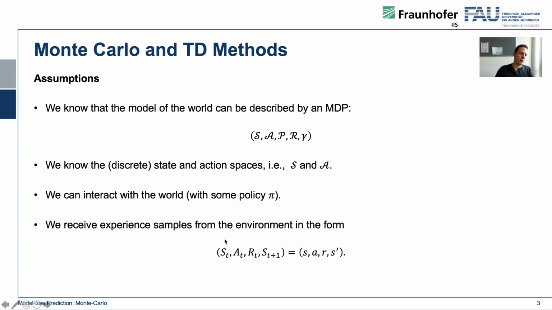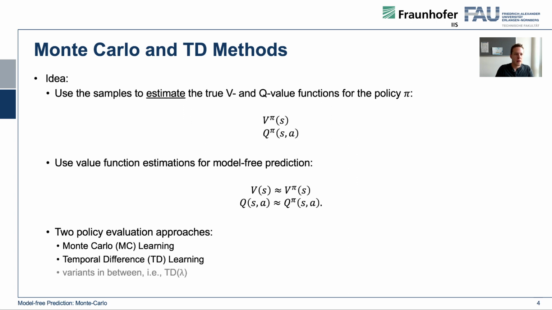So if we perform actions in the environment, you remember the agent environment interface, you receive samples of the form S, A, R, and next state. So state, action, we get a reward, and we get the next state. What this means is we do not know P and R, but we do know that there is an MDP that describes P and R, and we know how states and actions look like. This is a well-based assumption that we can make in practice.